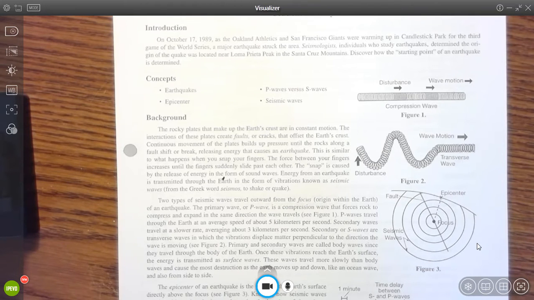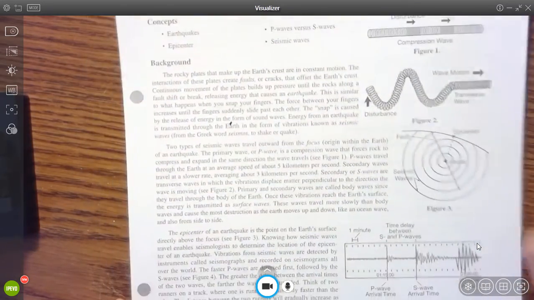Secondary, or S waves, are the transverse waves in which the vibrations displace matter perpendicular to the direction the wave is moving. See Figure 2. Primary and secondary waves are called body waves since they travel through the body of the earth. Once these vibrations reach the Earth's surface, the energy is transmitted as surface waves. These waves travel more slowly than body waves and cause the most destruction as the Earth moves up and down, like an ocean wave, and also from side to side.